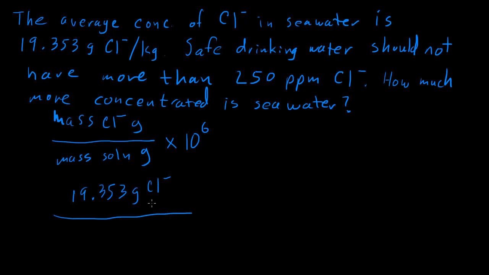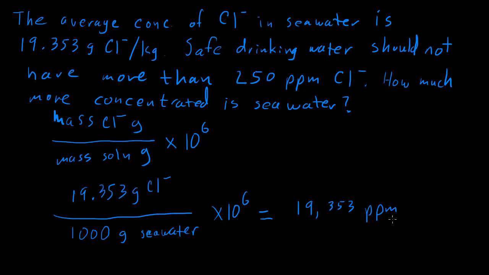And the mass of solution. Now we have to be careful, we want both in the same units. So kilograms, so that's going to be per, and there's no number here, but I'm going to infer that that is 1 kilogram. So 1 kilogram is the same as 1,000 grams. So here's 1,000 grams of seawater. And now what we're going to do is multiply that by 10 to the 6th. So we punch this into our calculator, and we get 19,353 parts per million chloride.